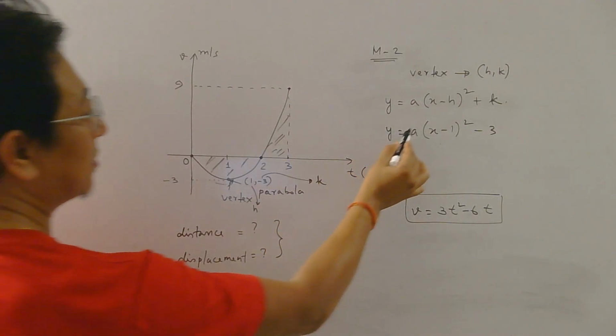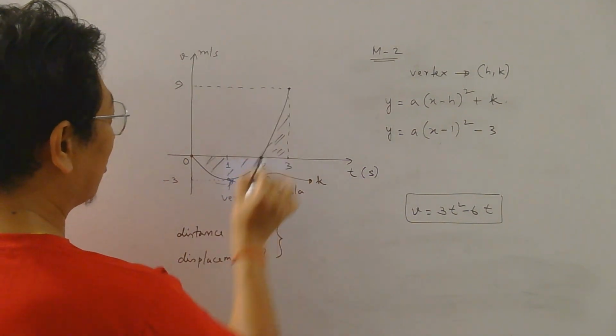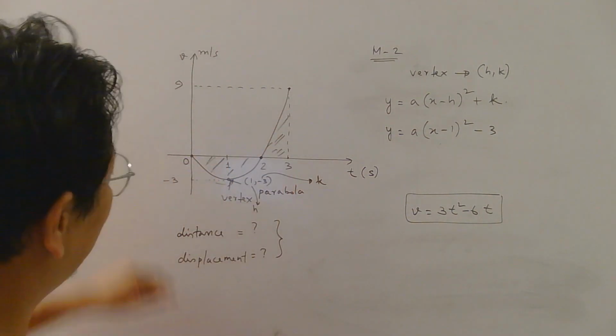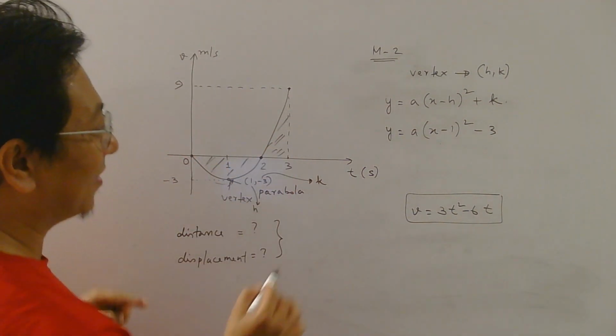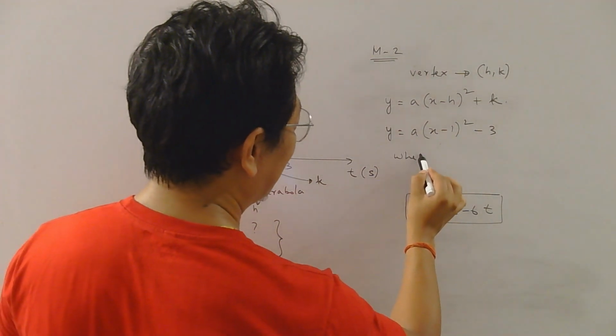Now how to find this a? Well, choose any one coordinate in the graph. Let us choose this point 0 comma 0. So when x is 0, y is 0.